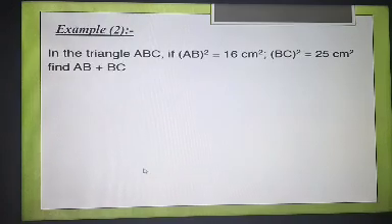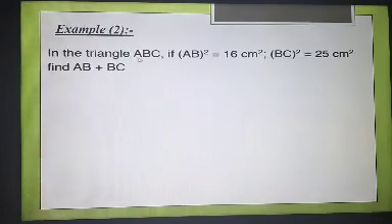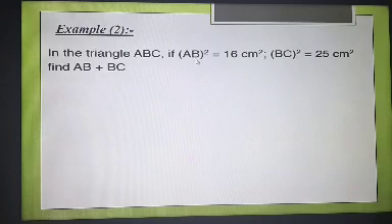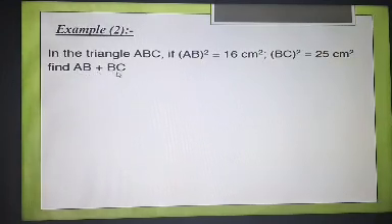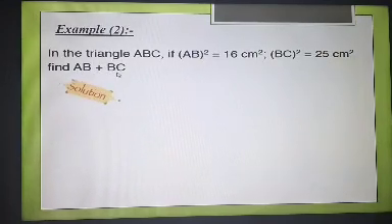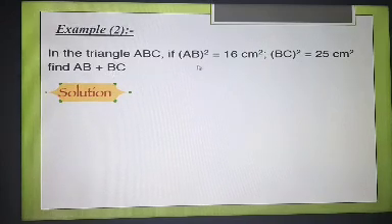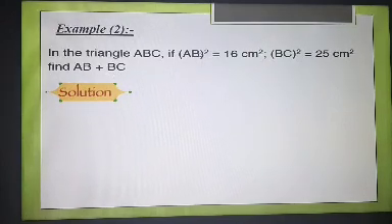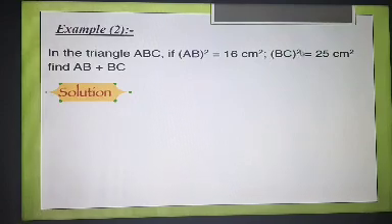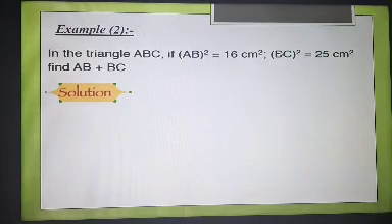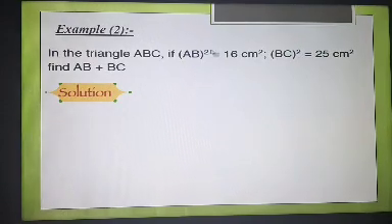Let's see what example 2 is about. It says in the triangle ABC, if AB square equals 16 centimeter square and BC square equals 25 centimeter square, find AB plus BC. You ask, what is this? AB plus BC means we have to remove the power 2 from AB square and also from BC square. How can we get it? The only thing that cancels a power 2 is always the square root.